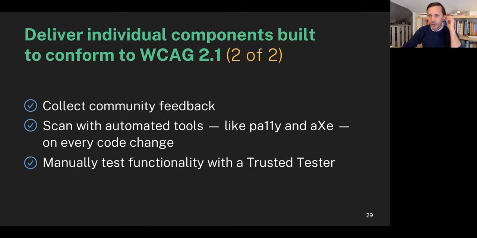We're also scanning. We're doing the automated testing that is great to have, but not sufficient. We scan with automated tools like Pa11y and Axe on every code change in our code base. We have this set up in our continuous integration with GitHub and with CircleCI, so that when we are pushing changes onto GitHub, these scans are happening and the actual code cannot be merged unless these checks pass. And then we're also manually testing functionality with the Trusted Tester.